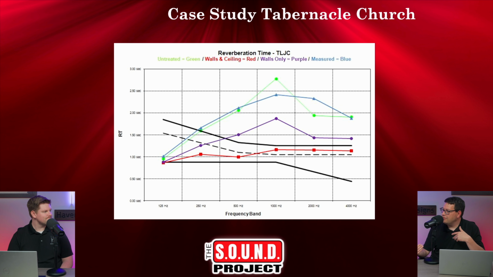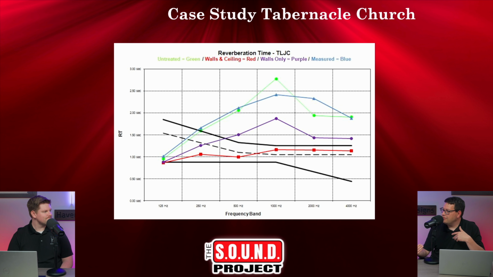Okay. And so here is me making the case for being able to treat the ceiling. The purple line is if we only treated the walls, okay? Right. And there wasn't a lot of surface area, like we said, to be able to treat. And notice how it improves it for sure. I mean, it drops it down to 1.8 or so seconds at 1,000 hertz compared to 2.75. So it almost takes a second off of the reverb time, but it's still quite a bit above what our target is.